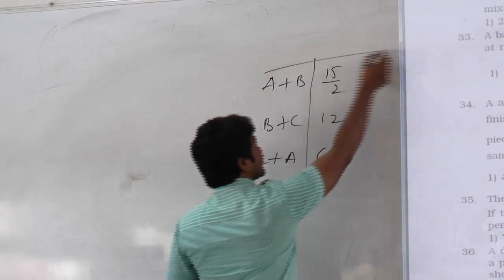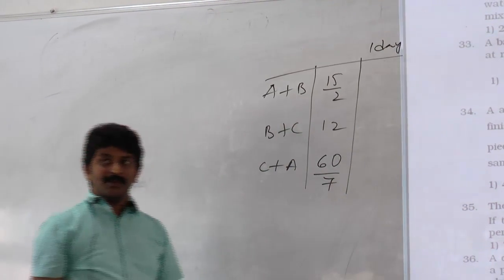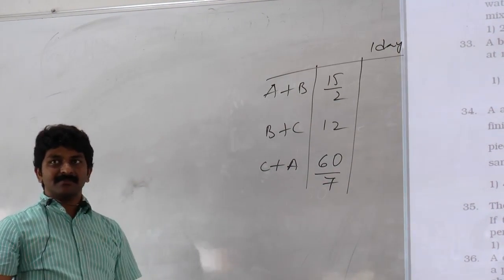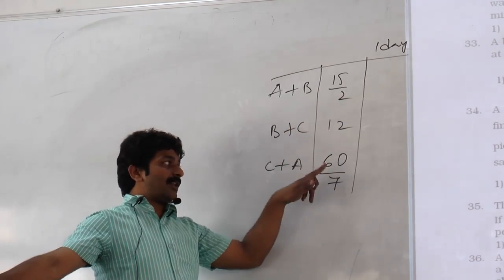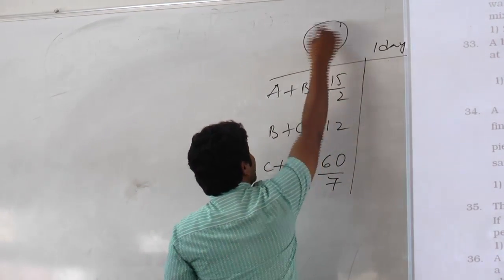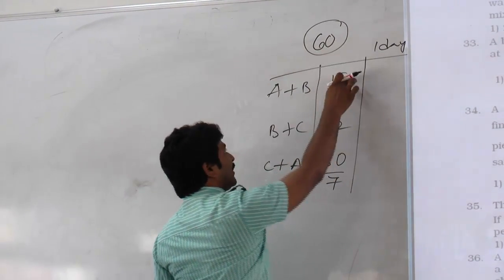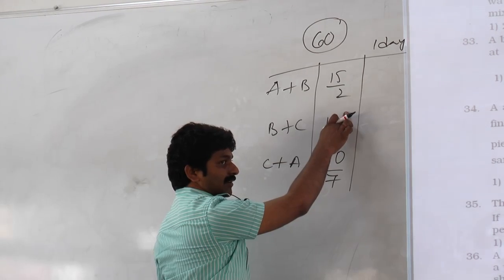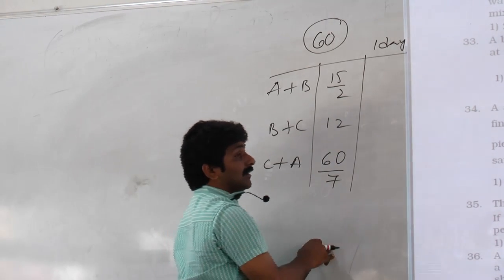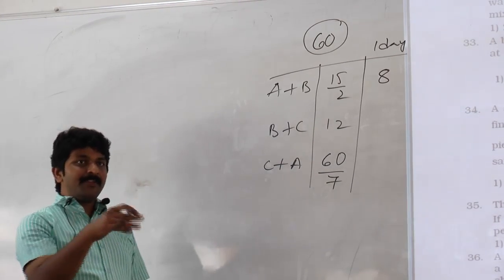Number of days. And now I want to have one day's work. Let's calculate the number of units. 15 by 2, 12, 60 by 7. What is the LCM? 60. Total work is 60 units. If A and B together can complete 60 units of work in 15 by 2 days, per day they can complete 8 units, which is 60 by 15 by 2.